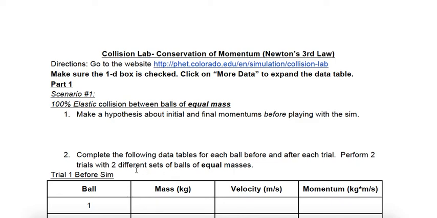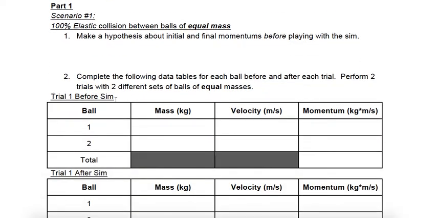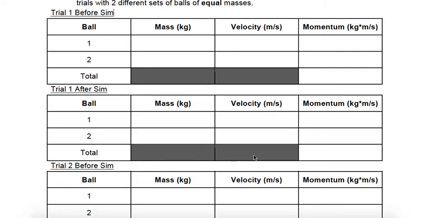So we're going to make sure that they are equal mass. And it says complete the following data table for each of the balls before and after each trial. Perform 2 trials with 2 different sets of balls of equal masses. So you have trial 1 before you press play on the simulator, and then trial 1 after you press play on the simulator. You'll have to do mass times velocity, the momentum, at the beginning for both of them. So this would be your system before you start, and then this would be the system after we start. Since we're doing 100% elastic, our momentum before should be equal to the momentum after.